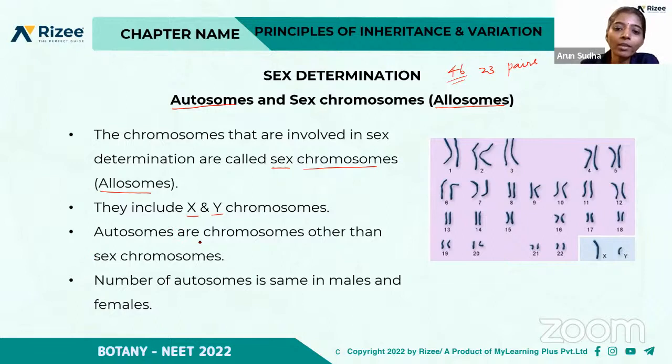Autosomes are the chromosomes other than the sex chromosomes. The number of autosomes is the same in males and females. In human beings, it is only 22 pairs, both in male and female. The only thing is they differ in the X and Y chromosome. So the main chromosomes involved in sex determination in human beings are the X and Y chromosomes, and all the autosomes are the same in males and females.